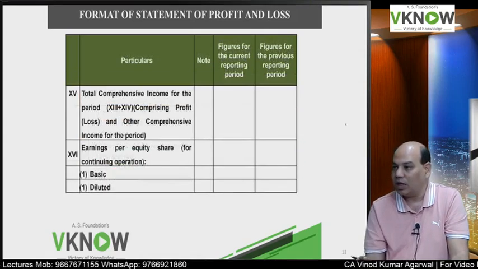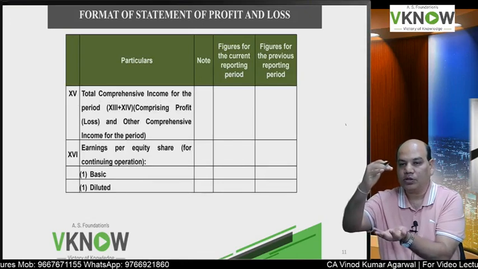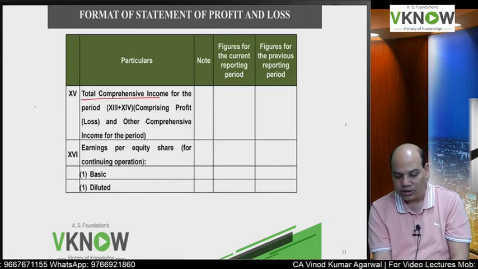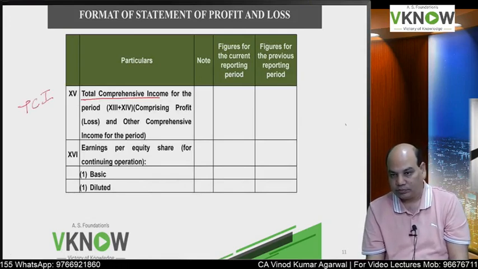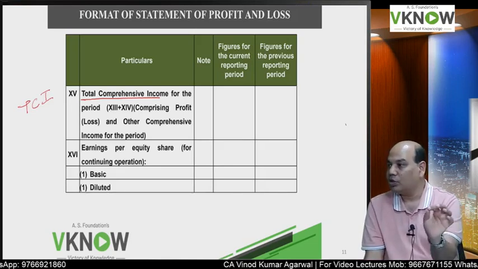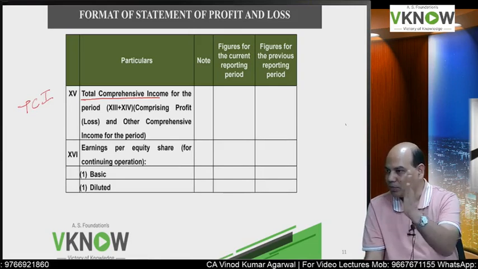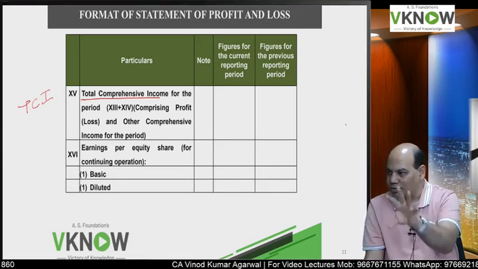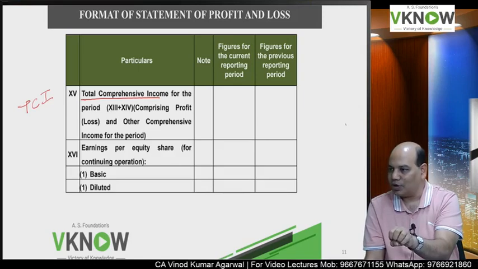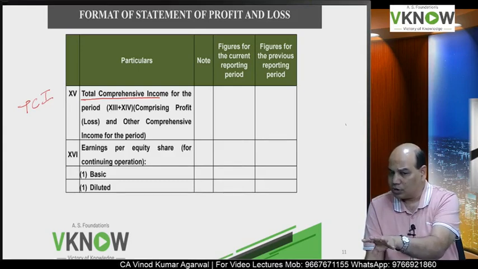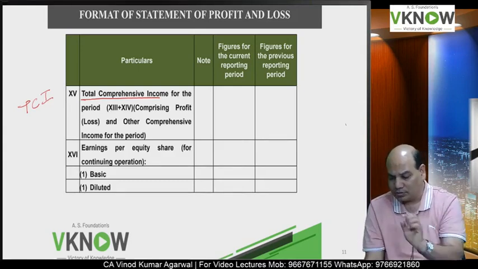So this total will give me total of other comprehensive income. And once I add the profit and loss plus other comprehensive income, what I get is called TCI, total comprehensive income. And this total comprehensive income is transferred to statement of changes in equity in the respective column. Profit will go to retained earning column, revaluation reserve will go to revaluation reserve column, forex reserve will go to foreign exchange reserve column, etc.